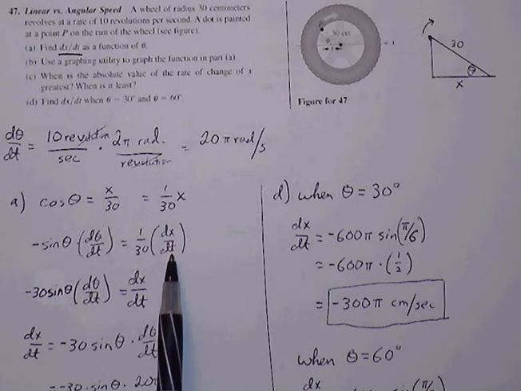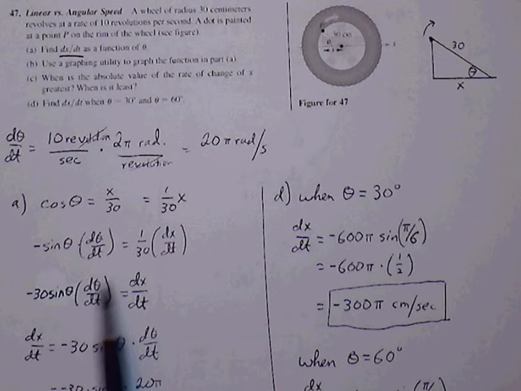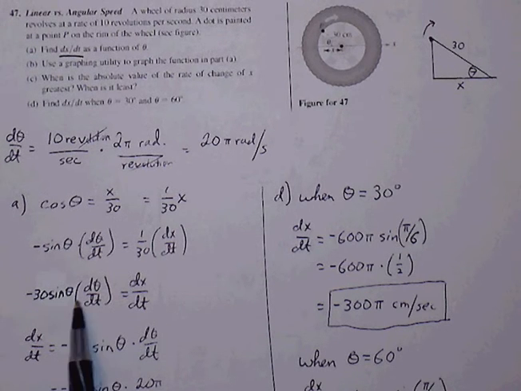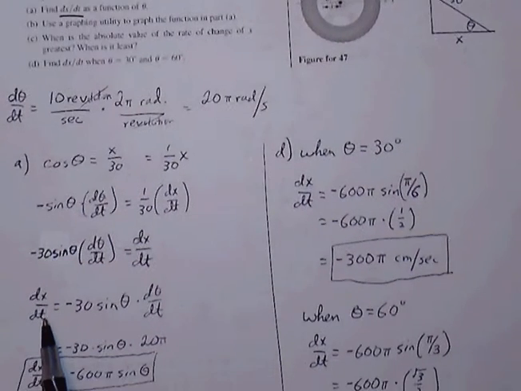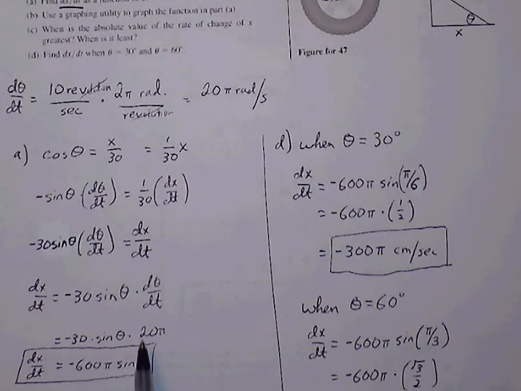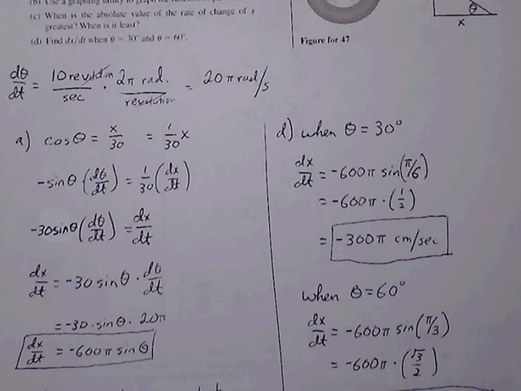Trying to solve for dx/dt, since that's what part A is asking for us to do, I'm going to move the 30 over to the left side. So I get negative 30 times sine of theta d theta/dt. Rearrange it with dx/dt on the left side. dx/dt is negative 30 sine theta d theta/dt. We know d theta/dt from part A is 20 pi. So dx/dt is negative 600 pi sine of theta. Combine the 20 and negative 30 together.